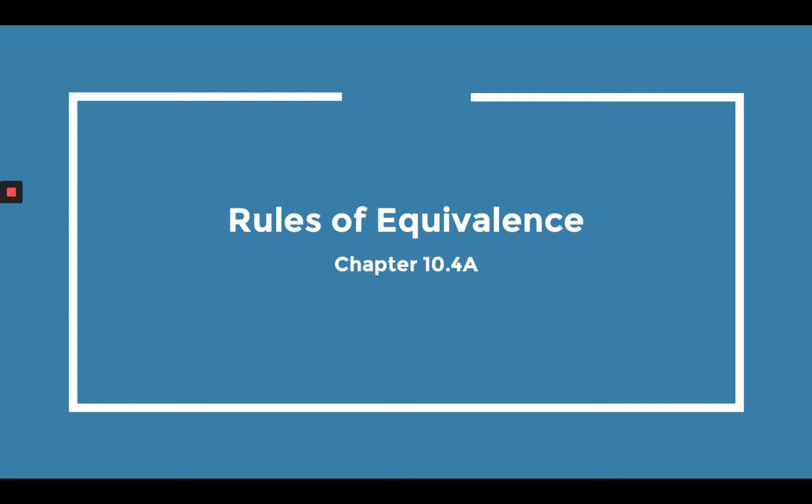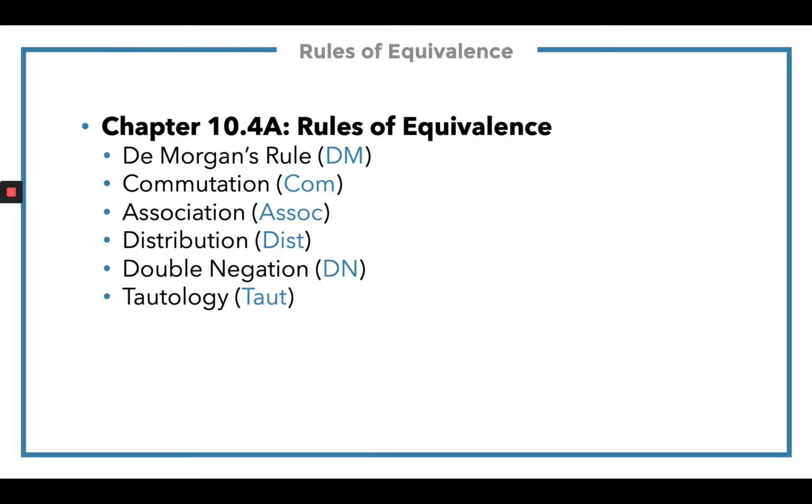Today we're going to talk about rules of equivalence, and this is from chapter 10.4a in your book. This chapter gives us a number of rules of equivalence, 6 in all. The 6 that I've listed here: De Morgan's rule, or De Morgan's law, commutation, association, distribution, double negation, and tautology. So this order is a little bit different than the order in your book. That's no problem. The important thing is just that we're learning how to do these rules.